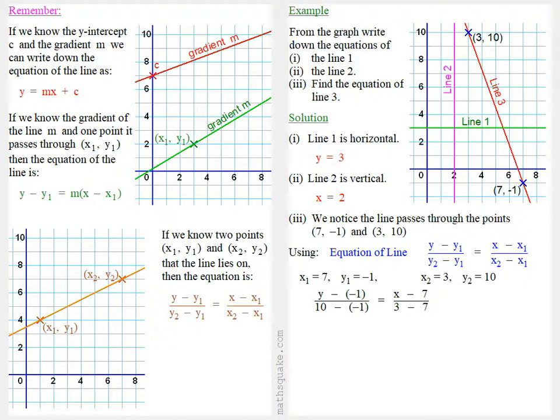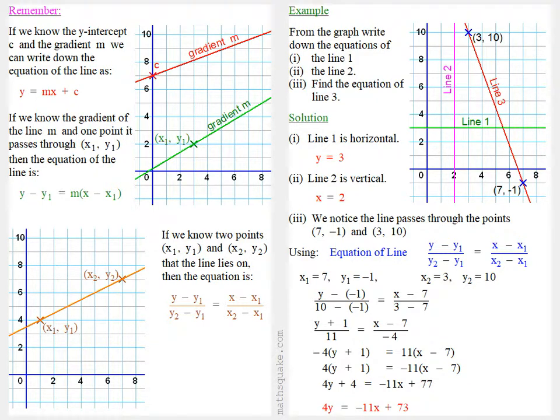Now, if we multiply all the way through by minus 4 and by 11, we get minus 4 into (y plus 1) equals 11 into (x minus 7). Multiplying by minus 1 on both sides, we get 4 into (y plus 1) equals minus 11 into (x minus 7), which gives us 4y plus 4 equals minus 11x plus 77, and subtracting 4 from both sides, we get 4y equals minus 11x plus 73.